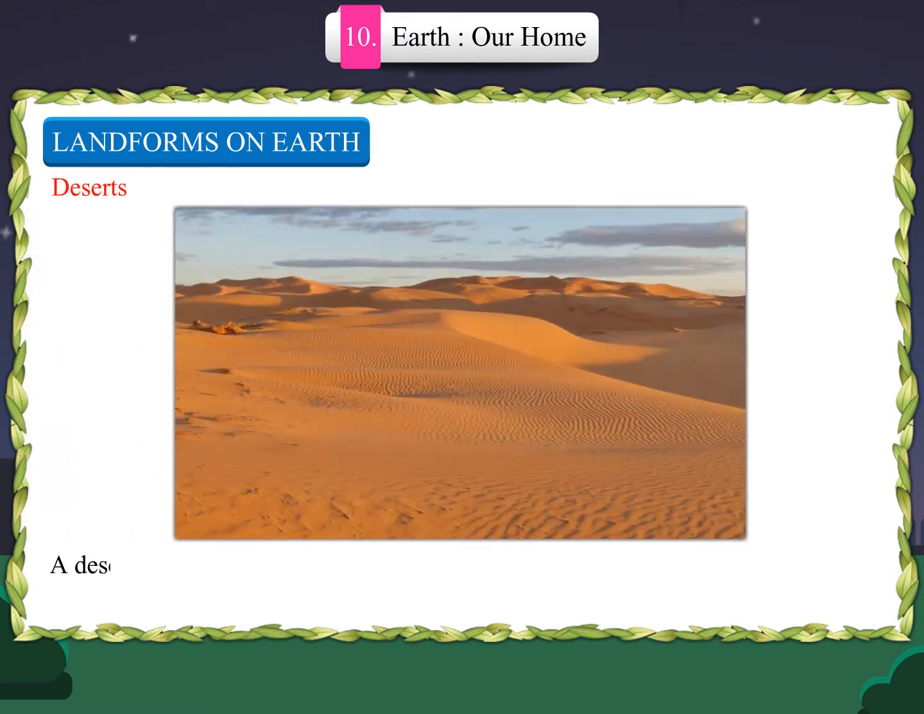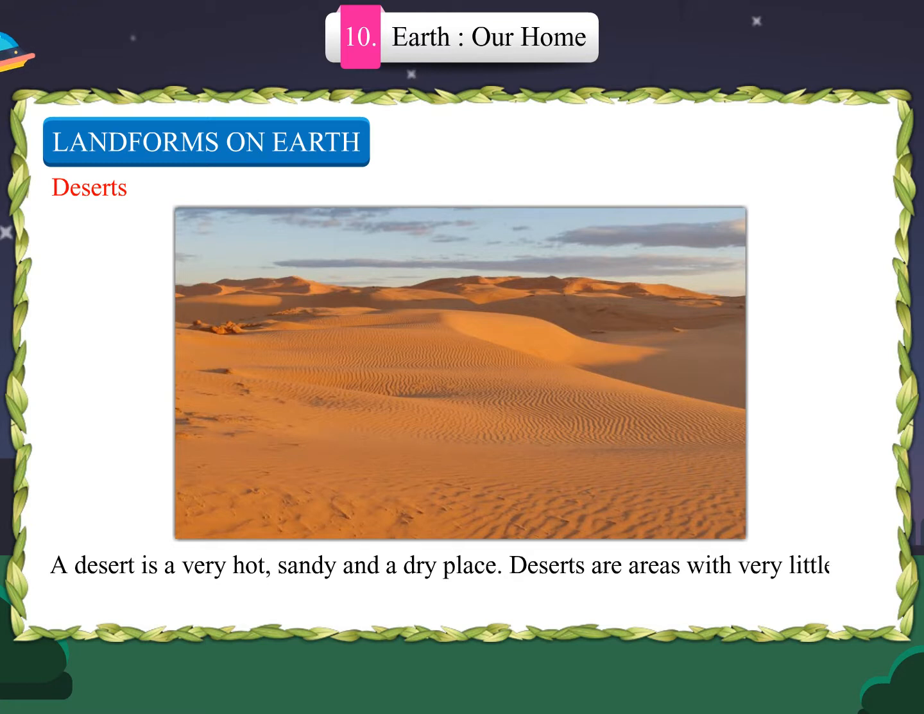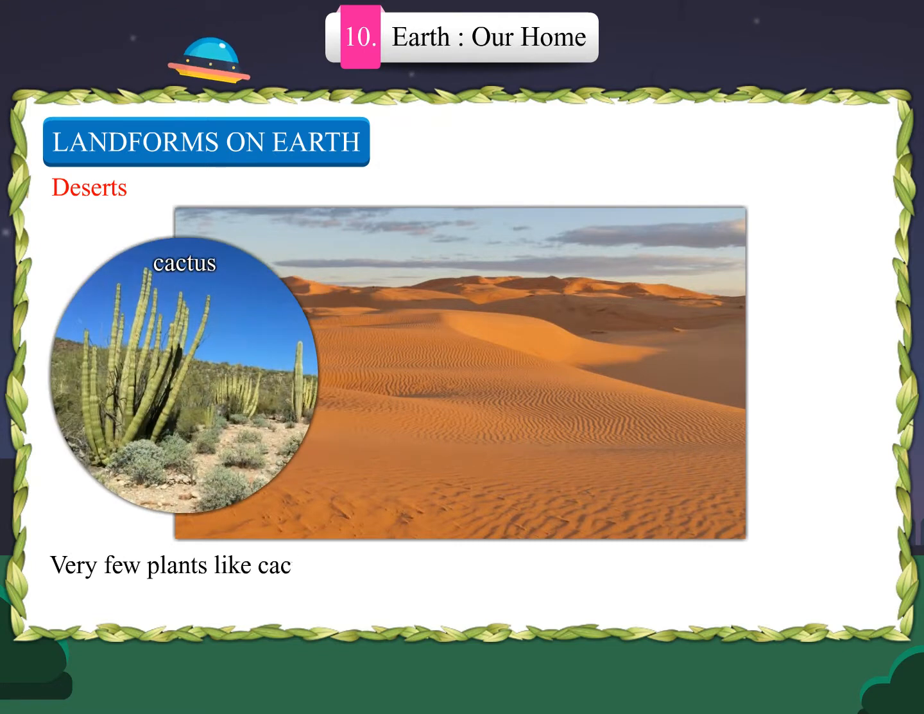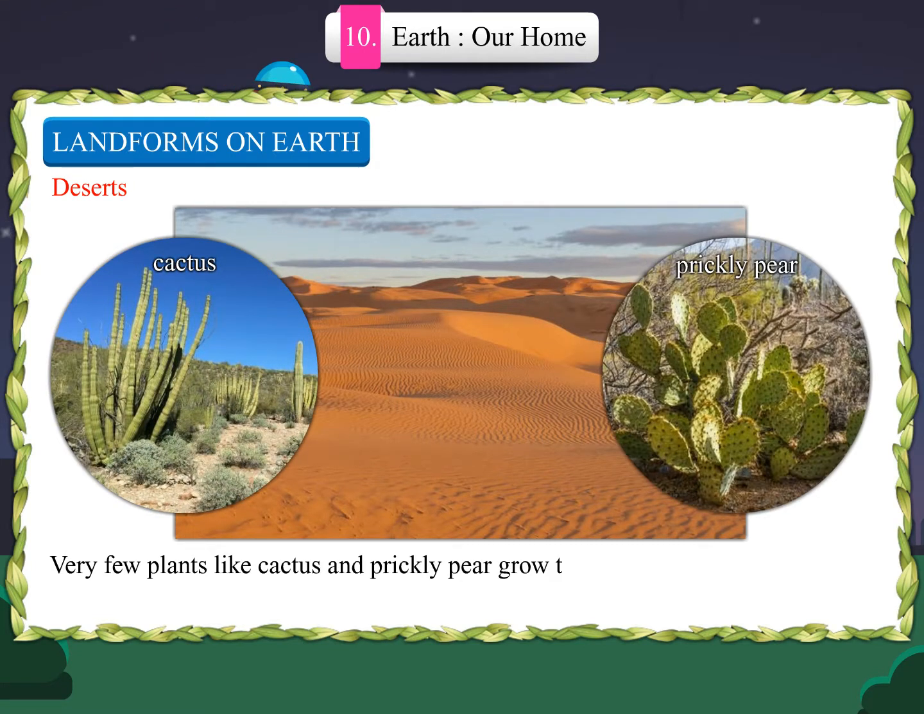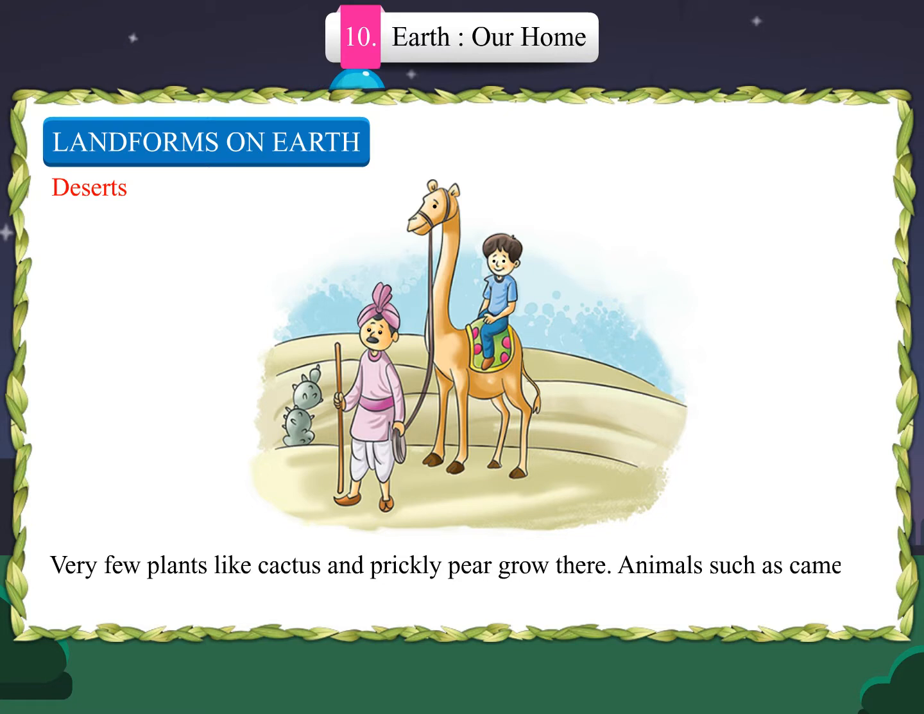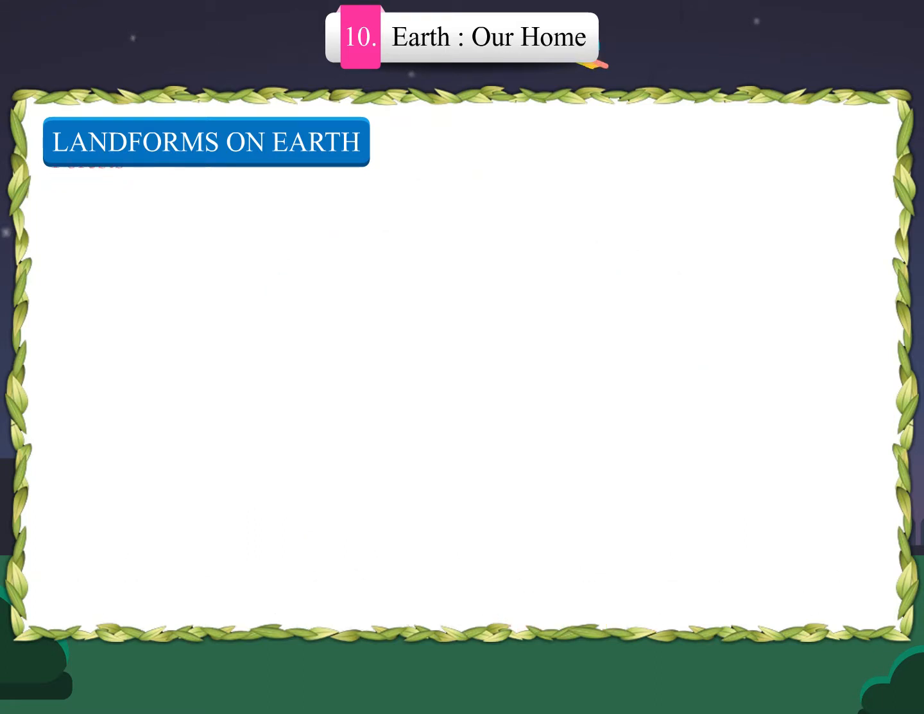Deserts. A desert is a very hot, sandy and dry place. Deserts are areas with very little rainfall. They are covered with sand or rock. Very few plants like cactus and prickly pear grow there. Animals such as camels are found in a desert. A camel is called the ship of the desert.